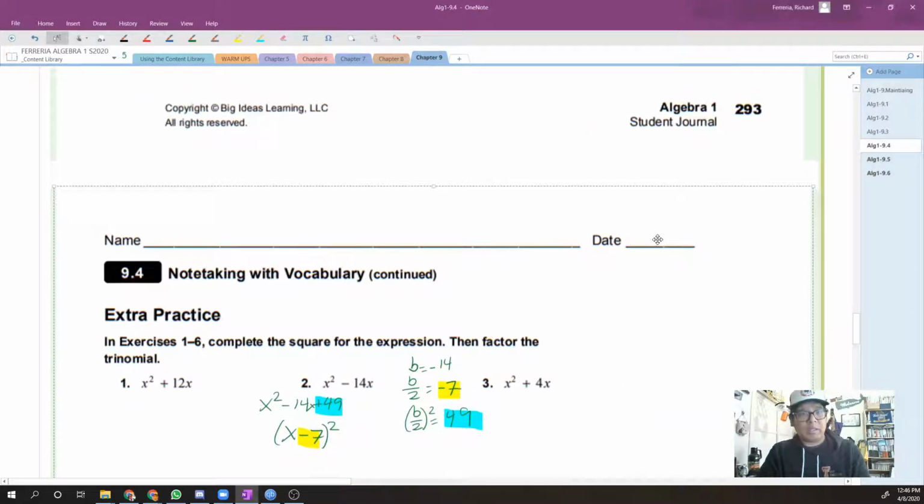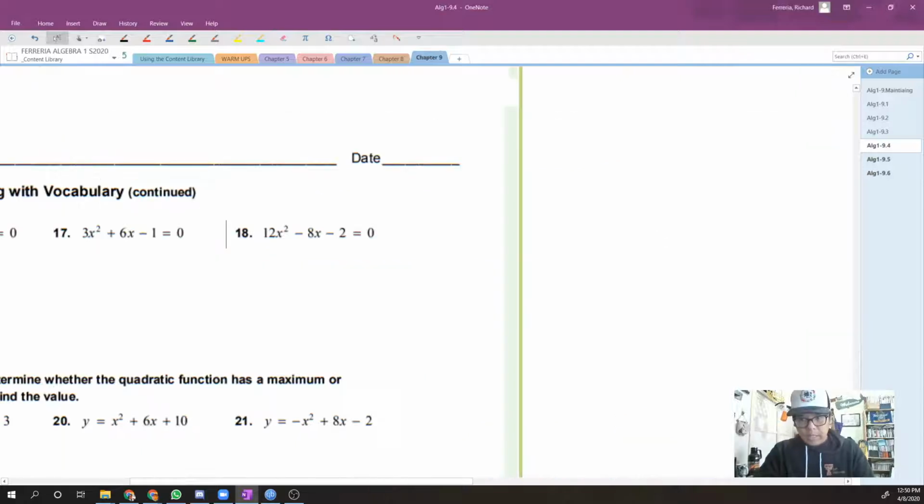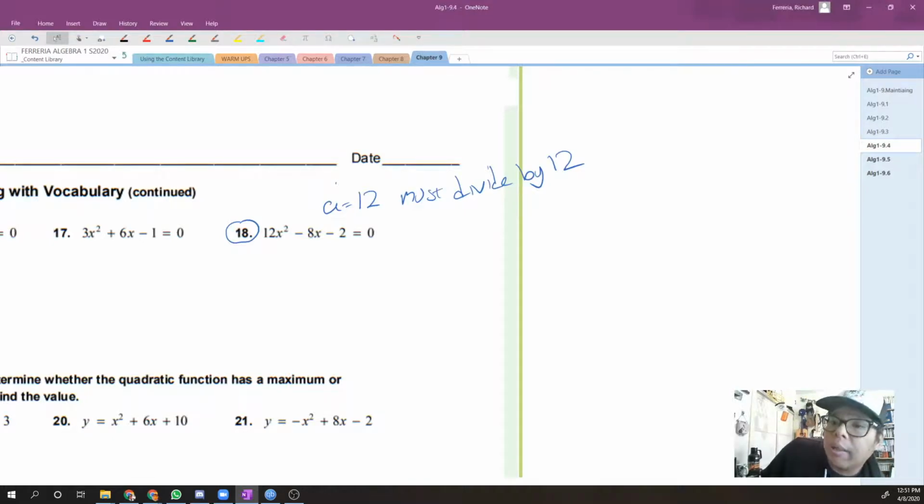Okay, let's take a look at the next section. The next one that we're going to look at is question 18. This is on the more difficult side of things that you'll have to do. And the first thing that you're going to notice with number 18 is that a is equal to 12. So we need to make sure that this is in the correct form, which is x squared plus bx equals d. And that's not what I'm seeing here yet.